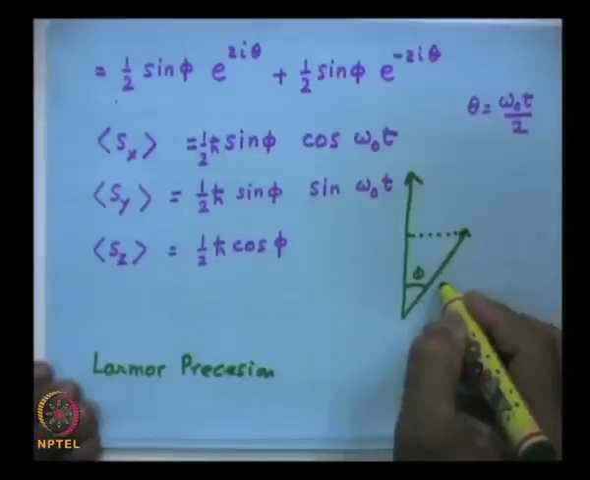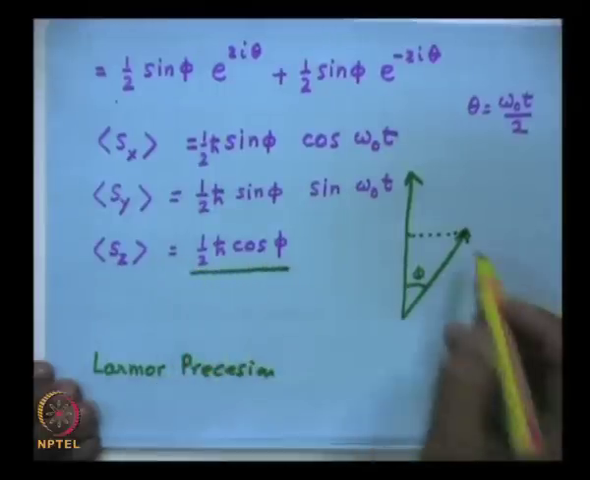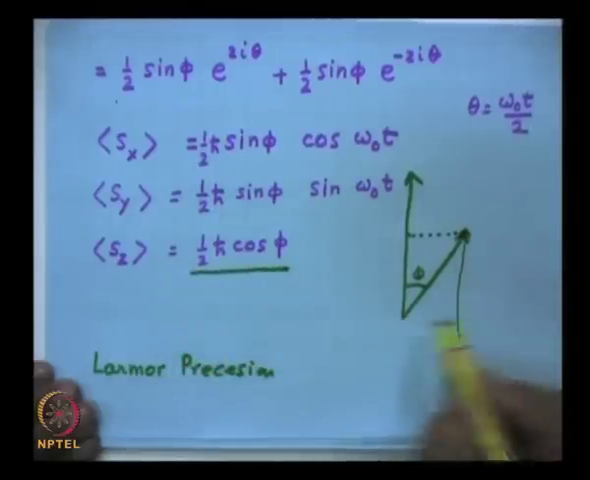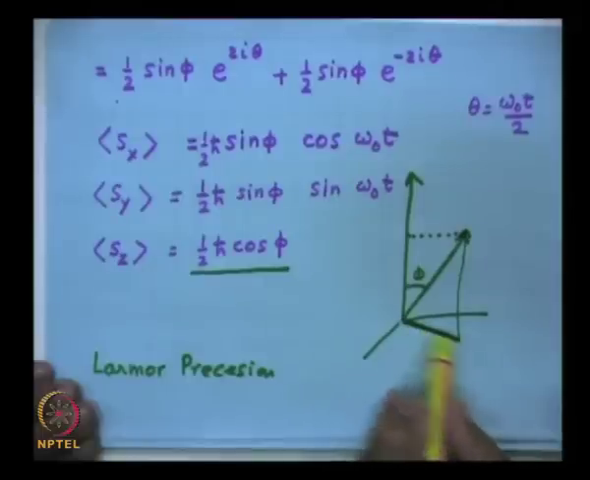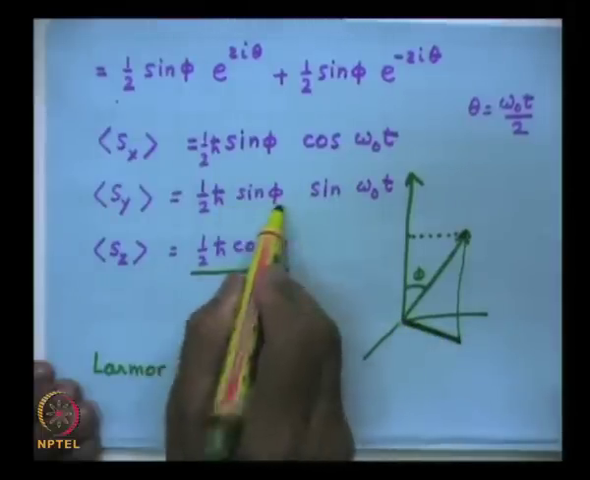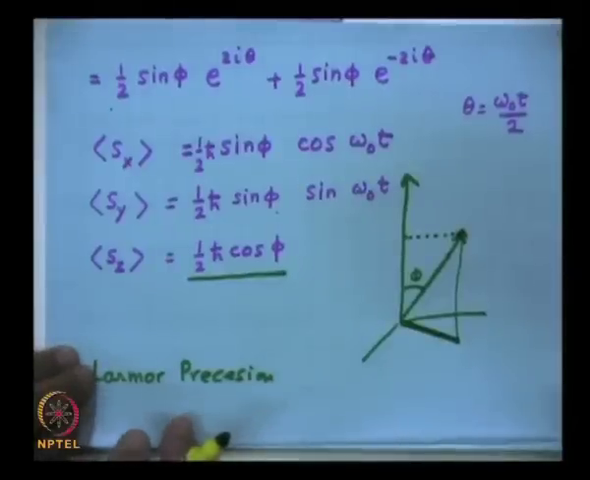So, you have this is my S vector, the z component is half h cross cos phi, and if I project it on the x y plane, the projection will be half h cross sin phi, which will rotate in the x y plane with angular frequency omega 0. So, this is a classical model to explain these three equations, and this precession is known as the Larmor precession, and in fact classically also one obtains the same result.